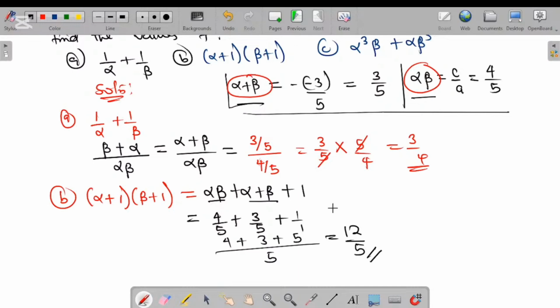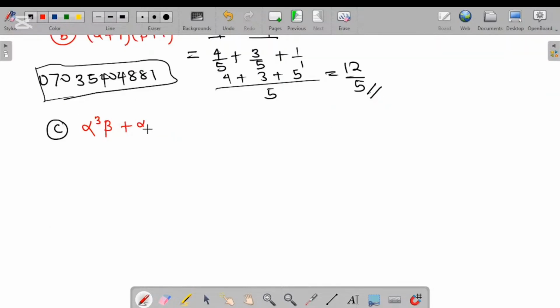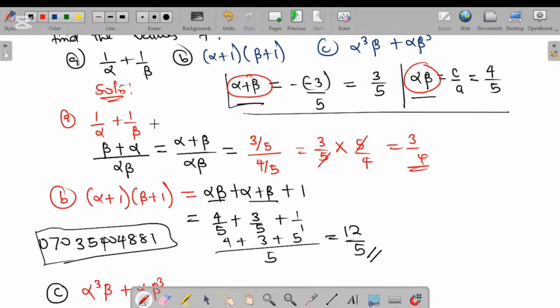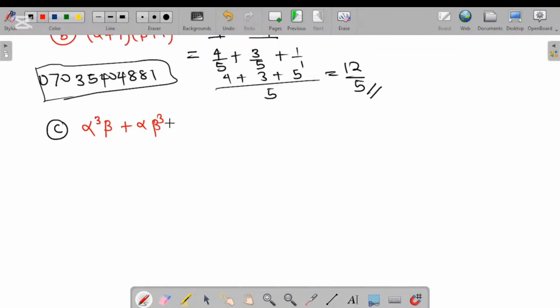So let's go to example C. Okay, so what do we do here? Remember, like I said earlier, that you must always be careful with what you are looking for and what will help you get it. The only things we have the value of in all of this are alpha plus beta and alpha beta. So these two things are all we need. So in every example, we'll be looking for a way to get them.